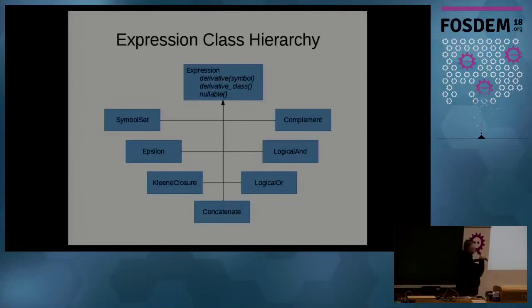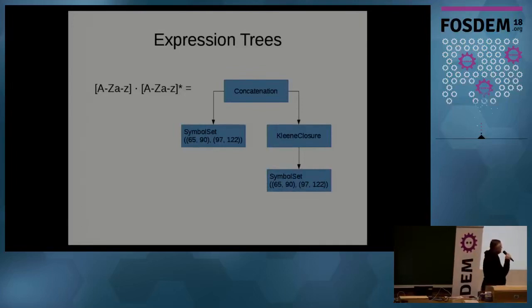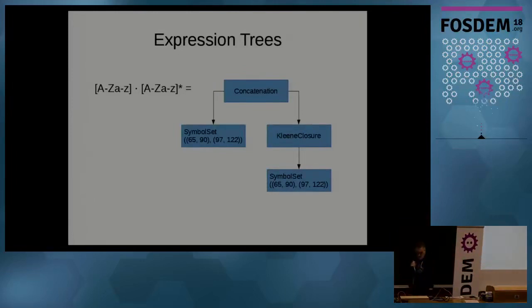And to represent the expressions, we just create a class hierarchy. So we create an expression class and then we subclass it to have all the different types of operations. And that means that we can then easily build our expressions as trees. So here's an expression and here's the tree that comes out of it. So we just parse the expression and produce a tree. It's pretty standard.